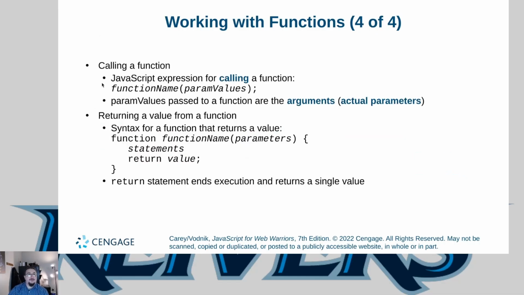The JavaScript expression for calling a function is the function name and param values. So the param values are those that are actually passed into the arguments. So here we have function name, parameters, some statement, and then return value. Returning is what happens at the end of this function. It will end the execution and return whatever that value is.